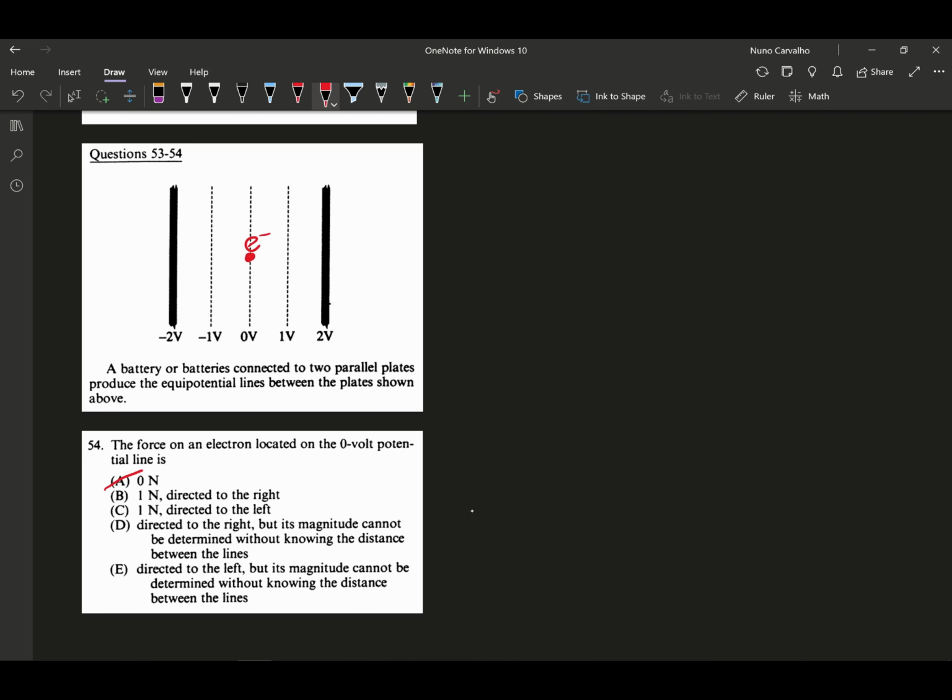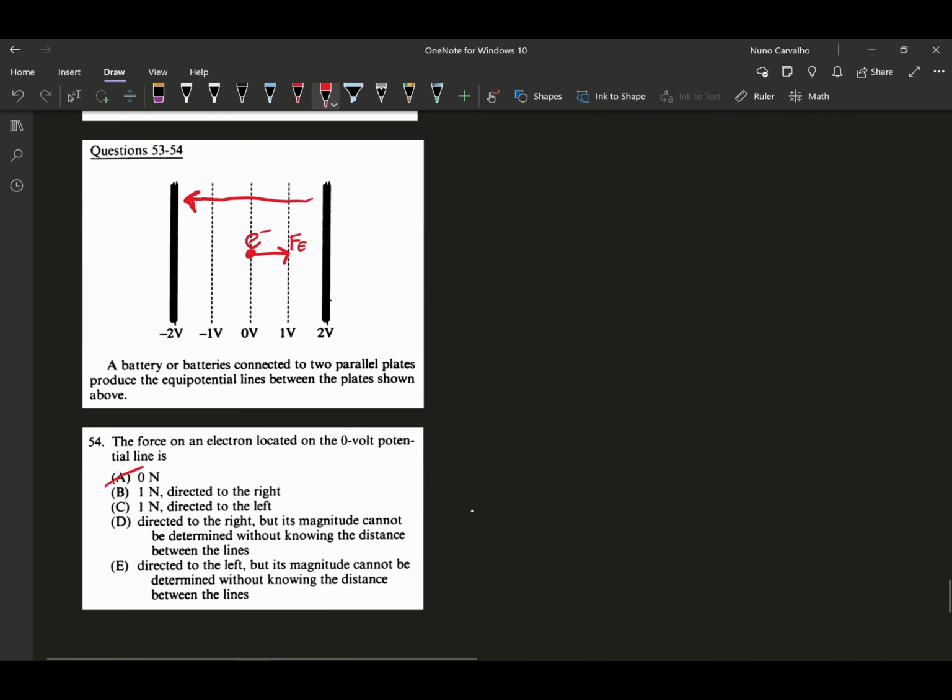Electric fields always go to an area of lower voltage, which is to say it's going from the right to the left. So does that mean that the electron is experiencing a force to the left? Well, no, because it's an electron. They experience a force in the opposite direction, which is to say that the force is in this direction. So we can eliminate C and we can eliminate E, right? Because those are seen to the left. And so now we're left to think about, can we actually determine the magnitude of this force, yes or no?